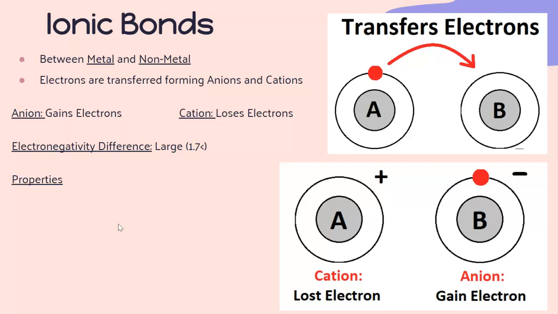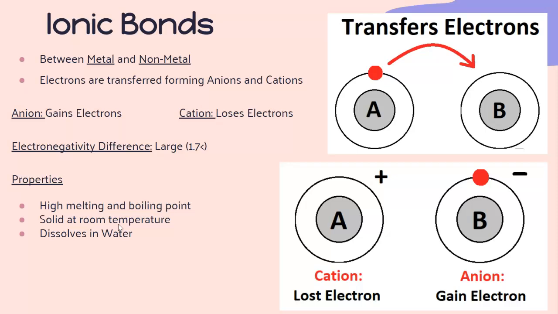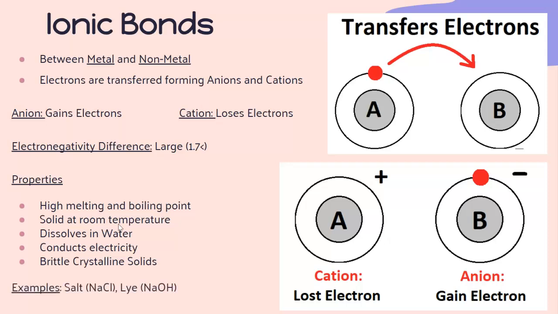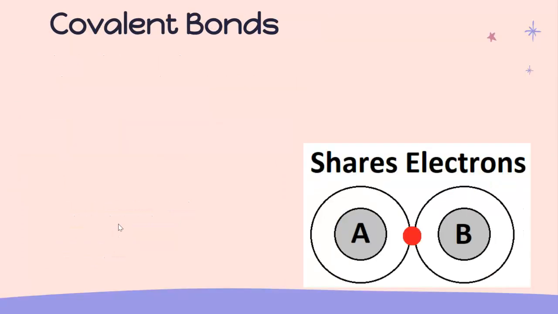The properties of an ionic compound are high melting and boiling points, solid at room temperature, they dissolve in water, and they conduct electricity. And the solids are going to be brittle crystalline solids. Examples are going to be things like salt and lye.